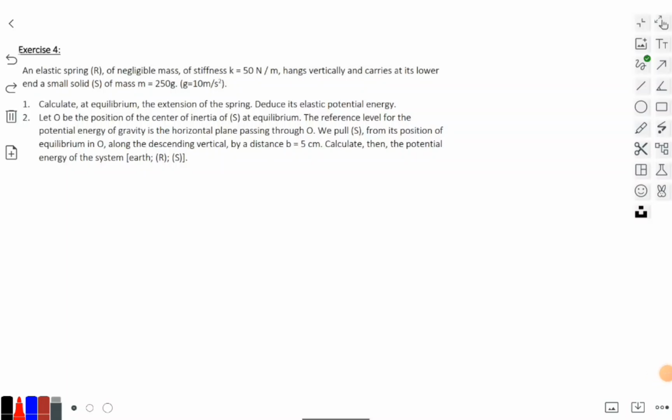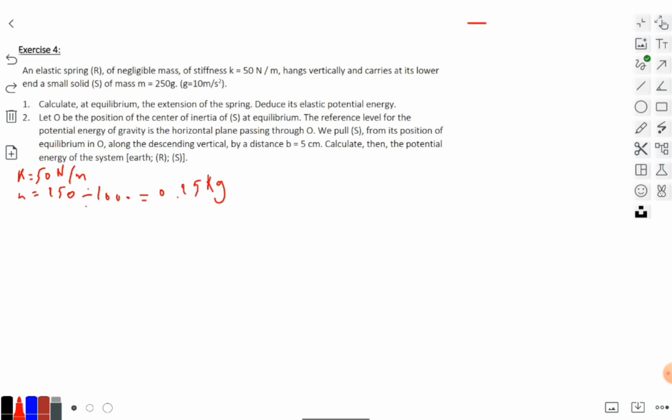Exercise 4. An elastic spring R of negligible mass of stiffness K equal 50 Newton per meter hangs vertically and carries at its lower end a small solid S of mass M equal 250 gram. From gram to kilogram, divide by 1000, so it's equal to 0.25 kilogram.